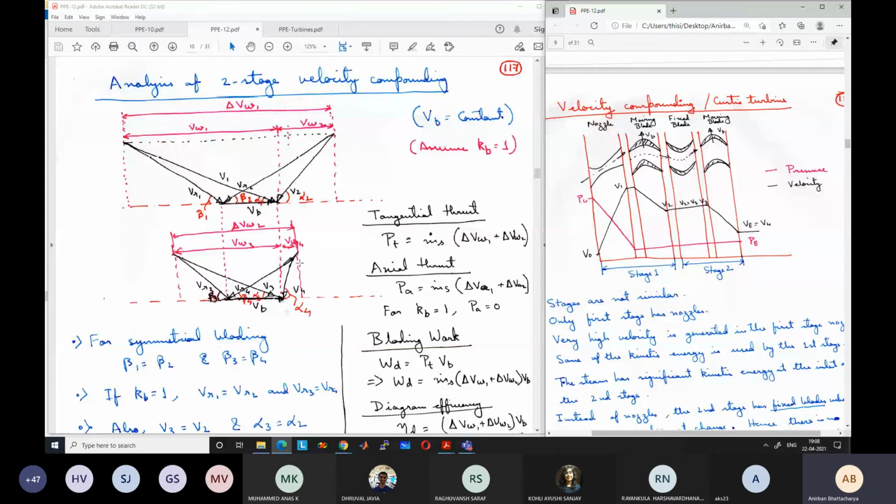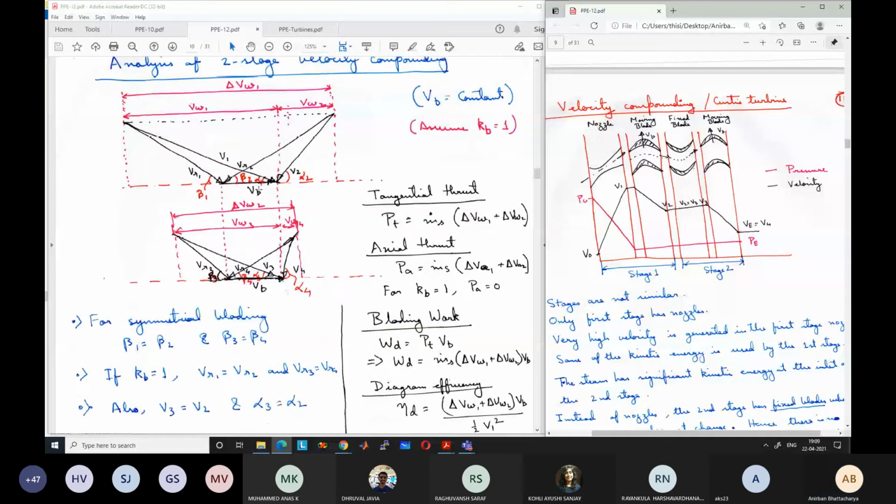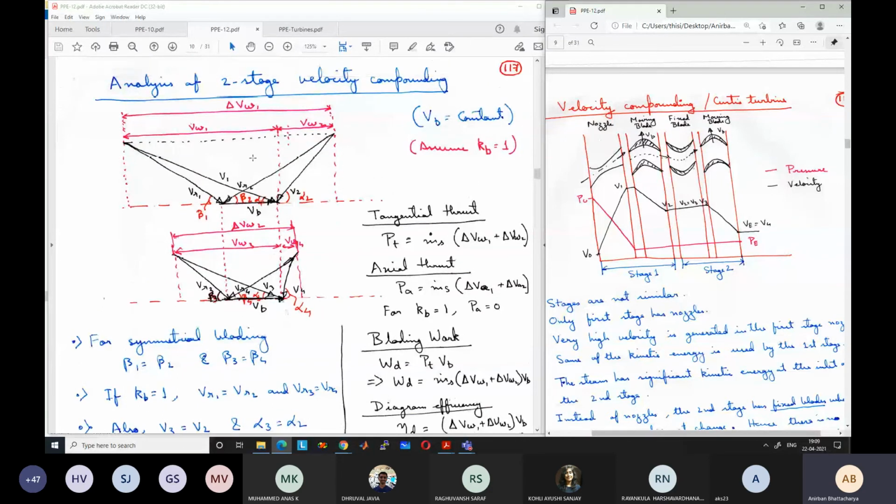Also, please note that beta 1 is equal to beta 2. We have already discussed that blade angles are generally kept similar. So beta 1 is equal to beta 2. And because there are no frictional losses, Vr1 also is equal to Vr2. Okay. So Vr1 is equal to Vr2 and beta 1 is equal to beta 2. I have written here beta 1 is equal to beta 2 and Vr1 equal to Vr2. This is the velocity diagram for the first stage.